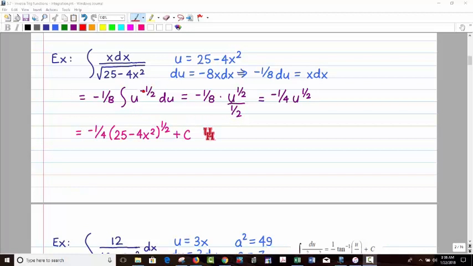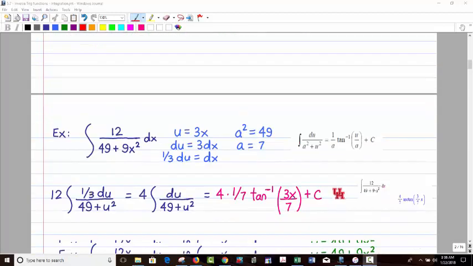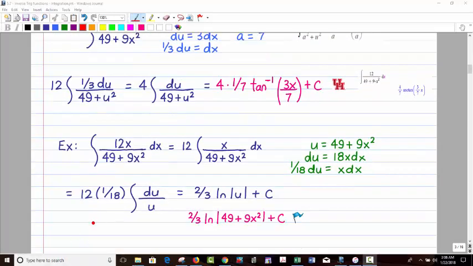It would have been du over u to the 1/2. Brought it up, made it negative 1/2. But if you do the same thing here and bring it up, u to the negative 1, that power and that power only has an antiderivative of natural log. So be careful, don't just call anything that's over u to any random power natural log. It's only when it's u to the first. All right, and then there we have 2/3 natural log of the absolute value of 49 plus 9x squared plus c.